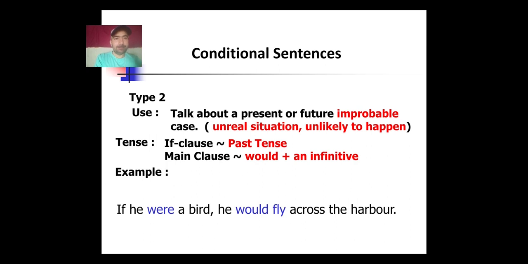If he were a bird, he would fly across the harbor. It means he is not a bird. He is not a bird. So there is an unreal situation, an improbability.